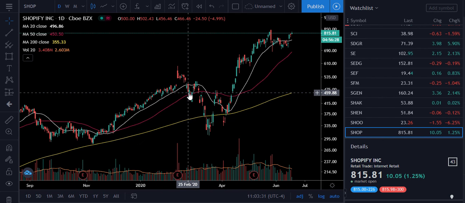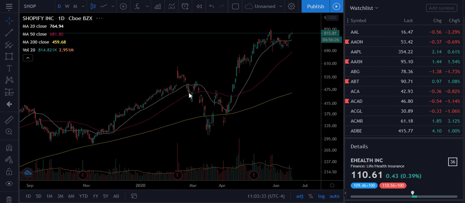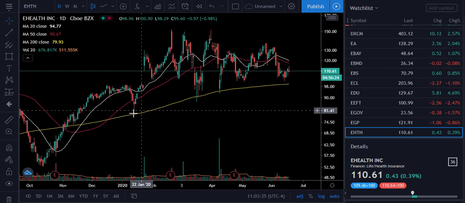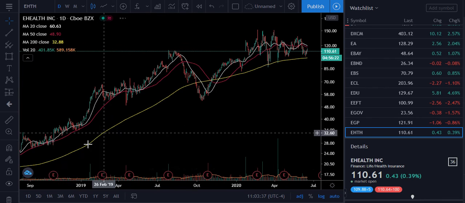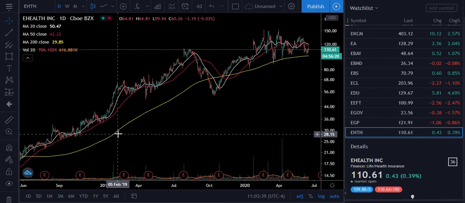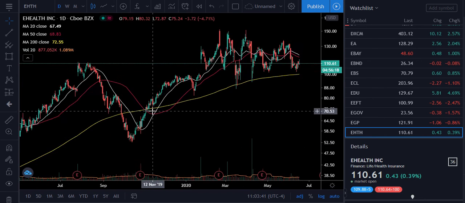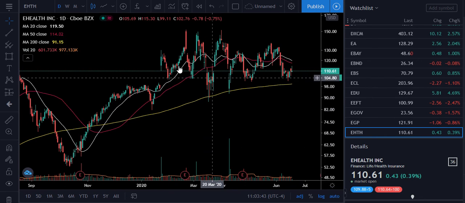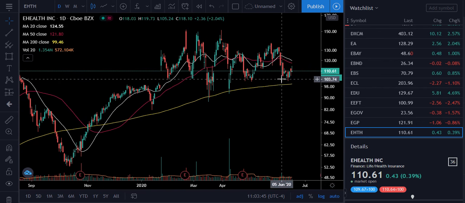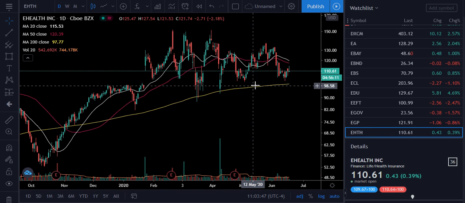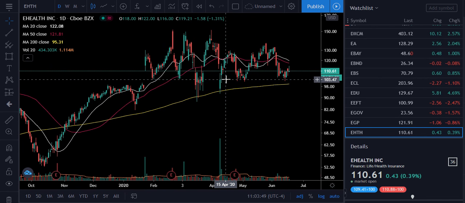On a stage 3 example, we have eHealth, an insurer. Look how this had a tremendous stage 2 run with an upsloping 200-day moving average, and it's starting to flatten out. Volatility is increasing. This has the potential to become stage 4. When a stock exhibits stage 1 or stage 3 behavior, you do not want to be in it because it will go nowhere for a period of time until a positive or negative catalyst presents itself.